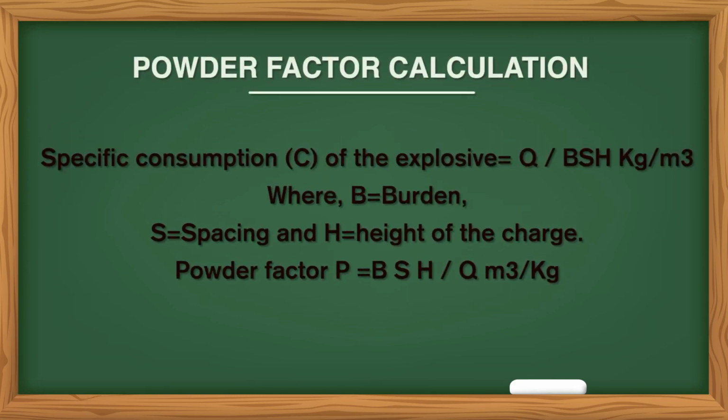Specific consumption C of the explosive is equal to Q upon B S H, in kg per meter cube, where B is burden, S is spacing, and H is height of the charge. Powder factor P is equal to B S H upon Q, in meter cube per kg. The charge required per hole is first calculated considering the blast geometry and the powder factor. Then the total charge required can be easily calculated.